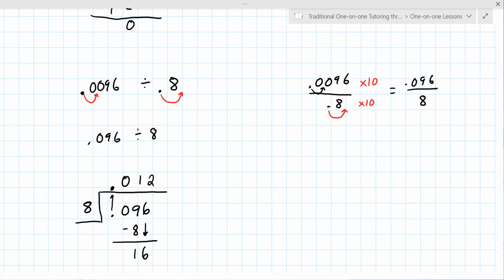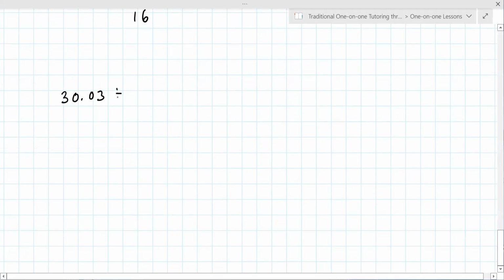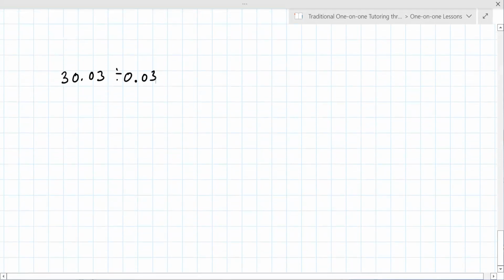Okay, so here's a problem for you to try. Actually, I'll write it out again. It's going to be a little better here. Let's go 30.03 divided by 0.03. I'd like you to try working this one out on your own, please. Okay.